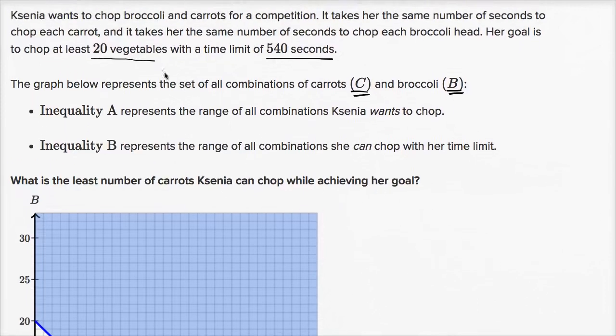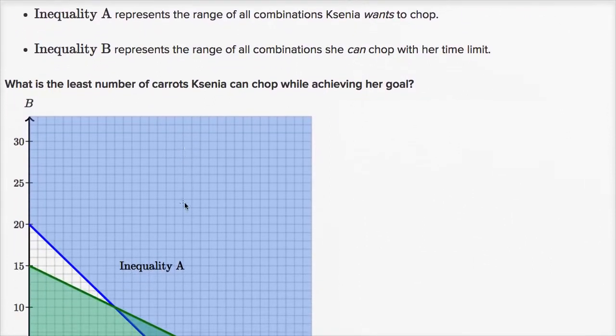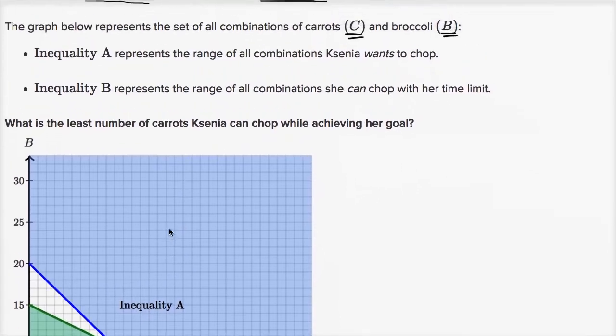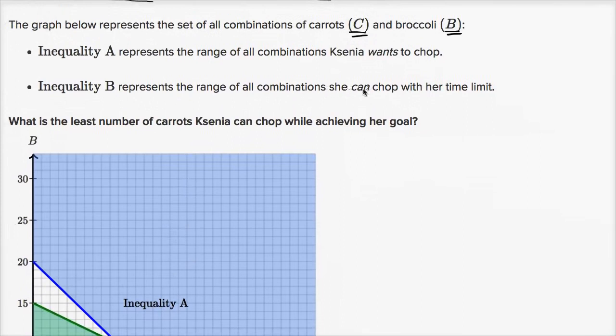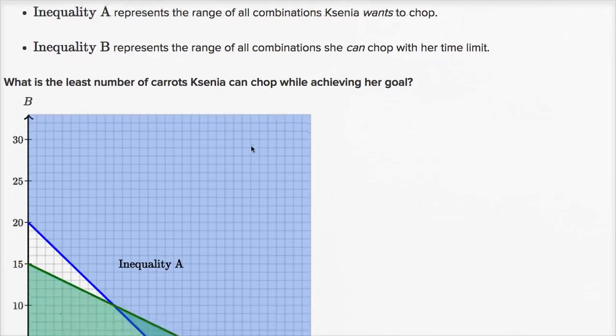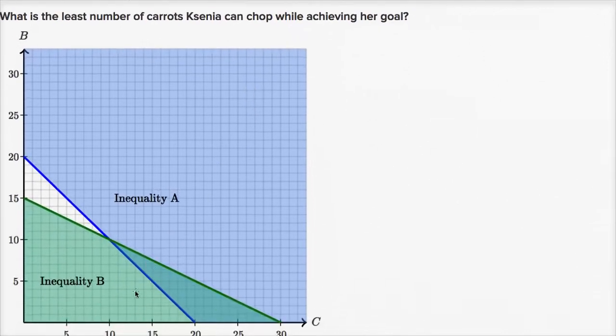Well, her goal, remember, she wants to chop at least 20 vegetables. So you want to be in the blue area. You want to be in the solution set for inequality A, which would be the blue area or on the blue line. And she wants to achieve her goal of meeting the time limit. So she needs to also be in the solution set for inequality B. So she also has to be in the green area or on the green line. And so the overlap of the two, if she's meeting both constraints, it's going to be all of this area right over here. This is the overlap of the two solution sets.